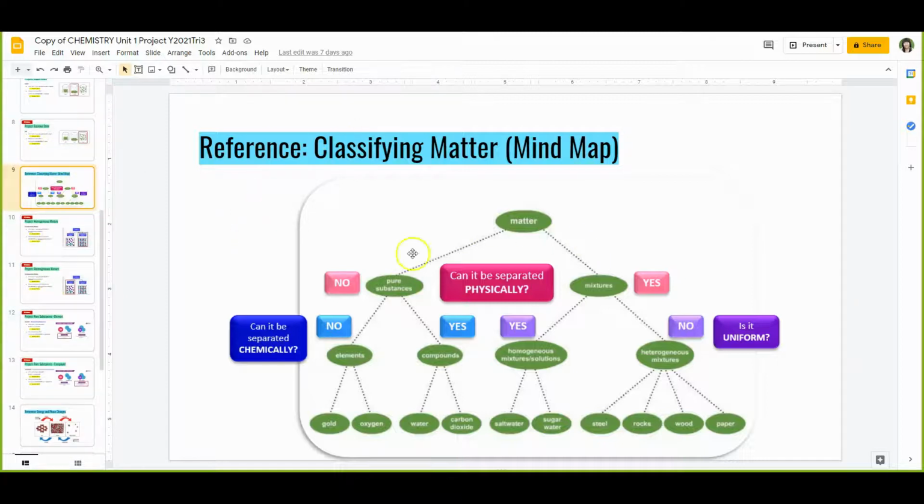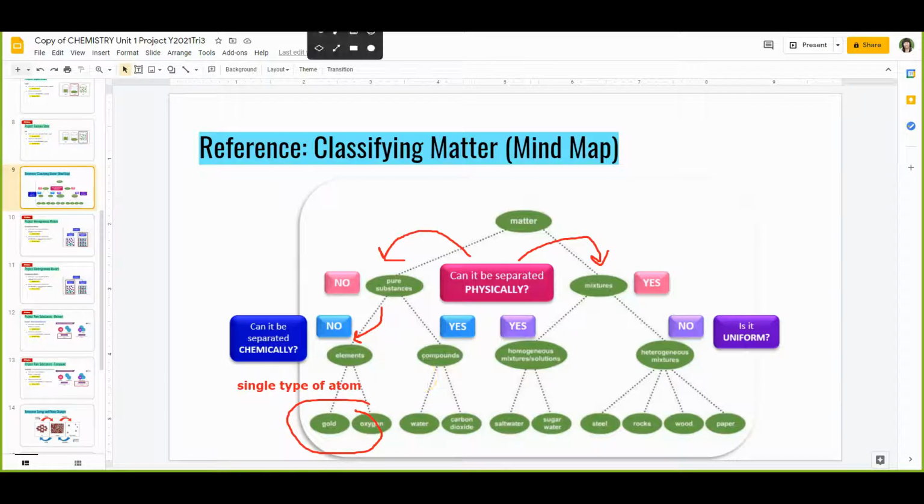All right, so slide number 9 is taking a look back at our mind map for how we can classify matter. Remember, we talked about mixtures and pure substances. We said that if something cannot be separated physically, that makes it a pure substance, whereas if yes, it can be separated physically, then it is a mixture because mixtures are only physically combined. Of the pure substances, we then talked about can it be separated chemically. We said elements cannot, right? And so they are things like gold and oxygen. Remember that these are all made up of a single type of atom.